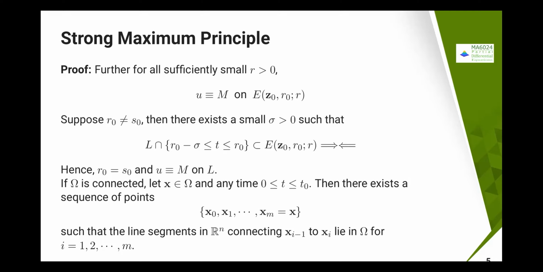How are you going to get the contradiction? Any idea? Okay, see here, R naught is greater than S naught. Just think of it. What is it going to happen? R naught is greater than or equal to S naught.